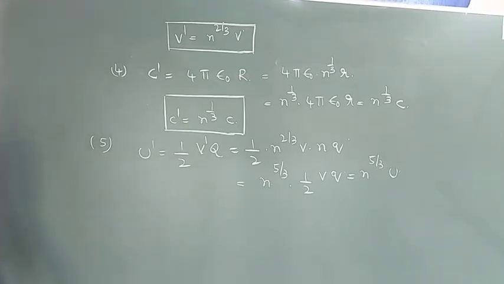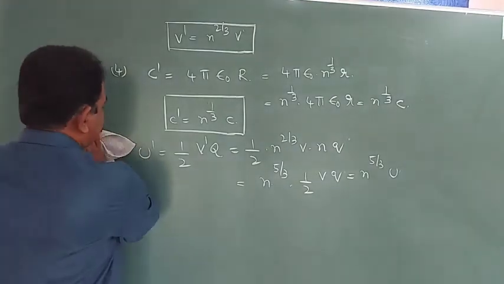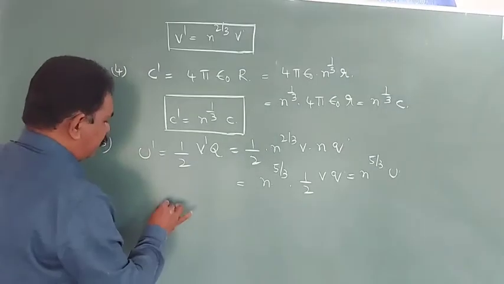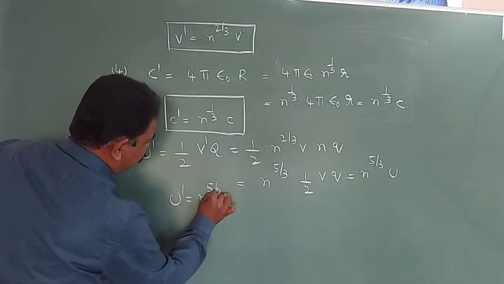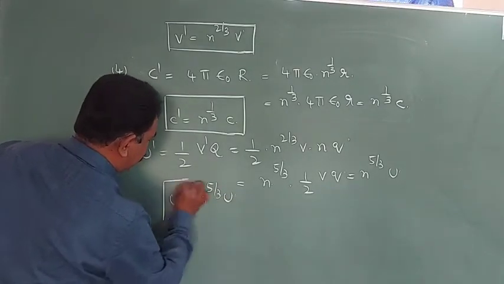Next, what is the surface charge density? So what is the energy relation? U dash is equal to n power 5 by 3 into U.